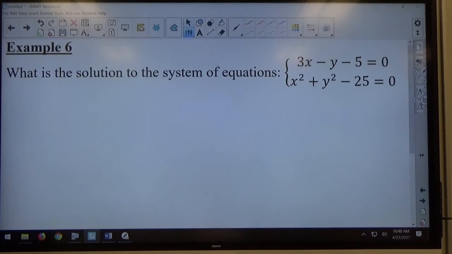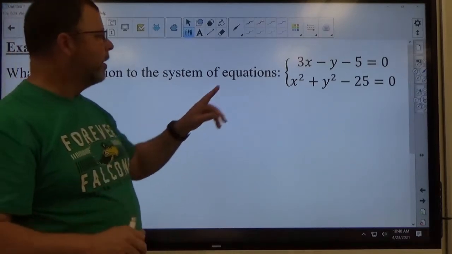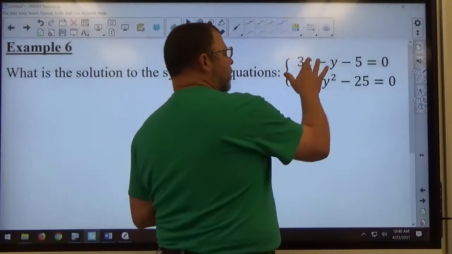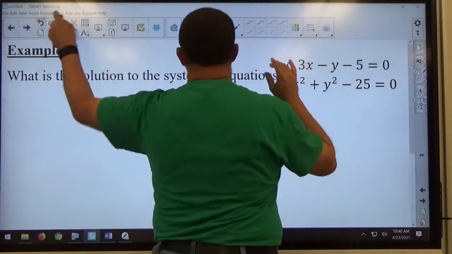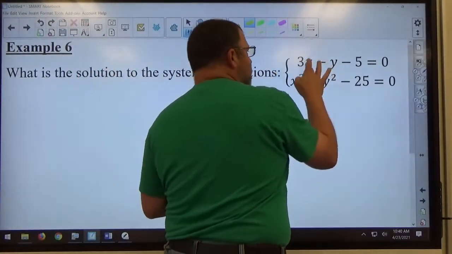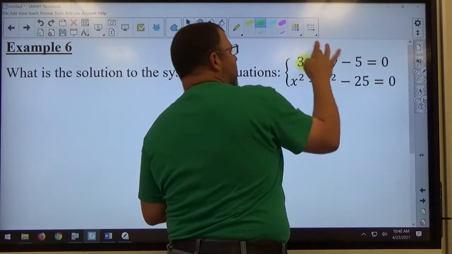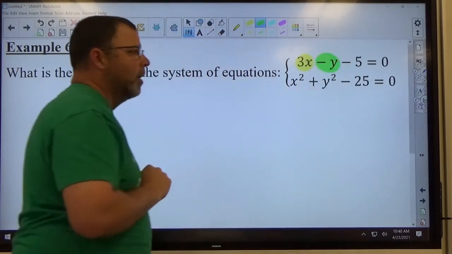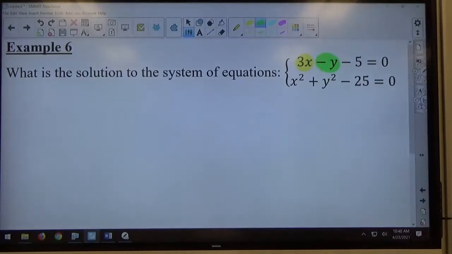First thing I want to do, I want to take a linear term. It doesn't matter which one. My linear terms are 3x and negative y. Everything else is a quadratic term or a constant. So x to the first and y to the first represent linear terms. I want to take a linear term and get it to say that letter equals everything else.